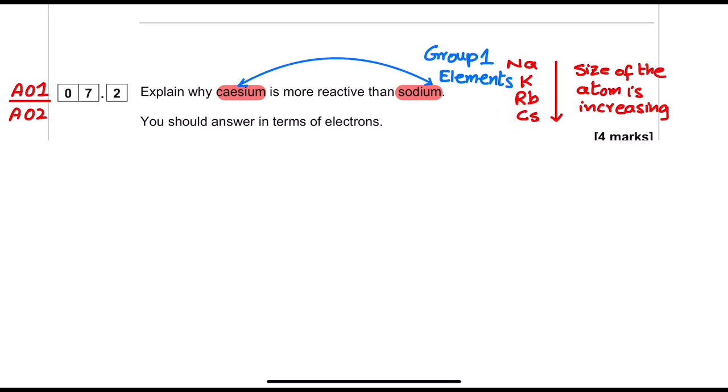As we go from top to bottom, the size of the atom will increase. The outermost shell is away from the nucleus. Therefore, the force of attraction between the nucleus and the outermost shell will reduce. Therefore, cesium can easily lose an electron as compared to sodium. Therefore, cesium is more reactive than sodium. Let's see the model answer.